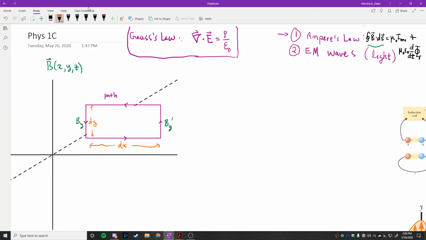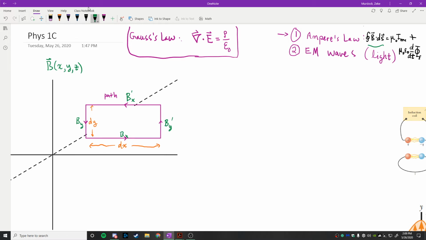So it's a rectangle that has size dx and dy, and I tell you that on the left side of this rectangle, the value of the magnetic field is By, and on the right side of the rectangle, the value is By prime. And then on the top, all we're going to care about on this top side here is the value of the magnetic field x component. So up here, you're going to have Bx prime, and down here the value of the magnetic field is Bx. Okay?